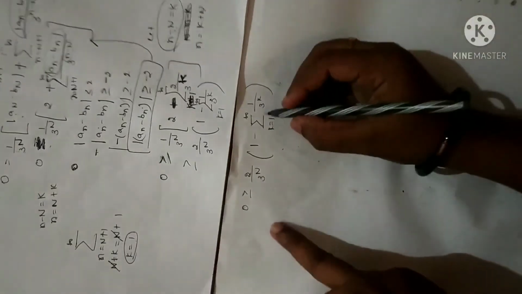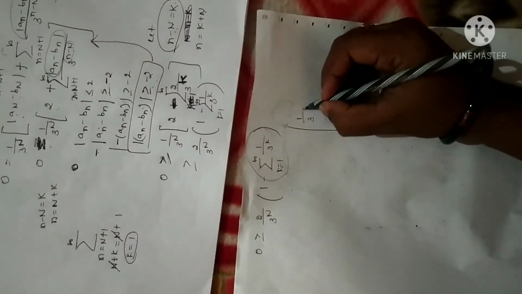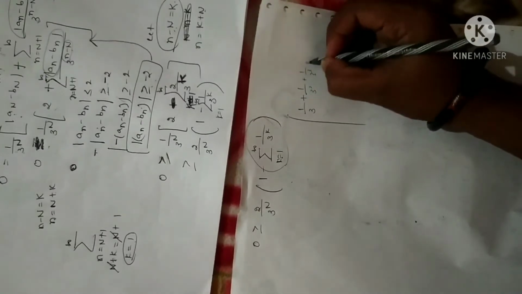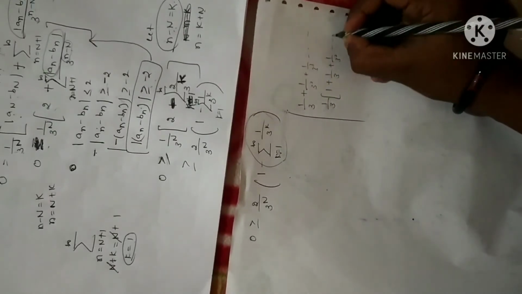Fine. Now this expression I'll simplify it separately. So when you give k is equal to 1, you will get 1 by 3. When you give k is equal to 2, 1 by 3 square, 1 by 3 cube. Fine. So 1 by 3, when you take common, you will get 1 by 3 times 1 plus 1 by 3 plus 1 by 3 square, and so on.